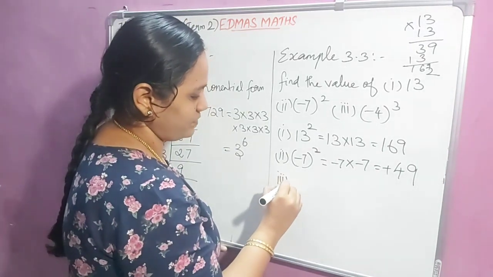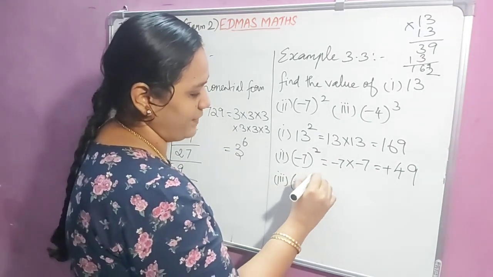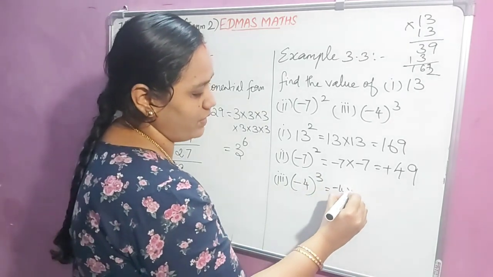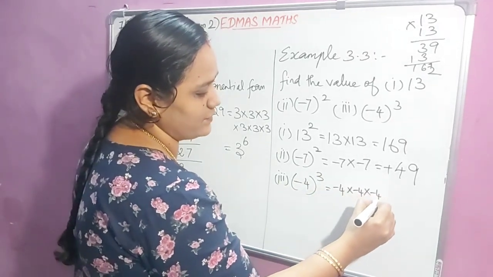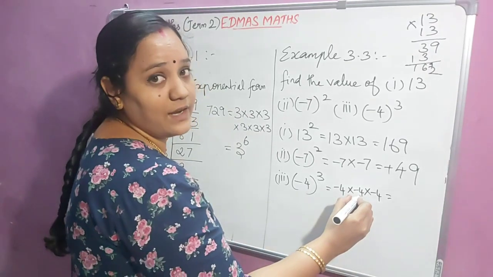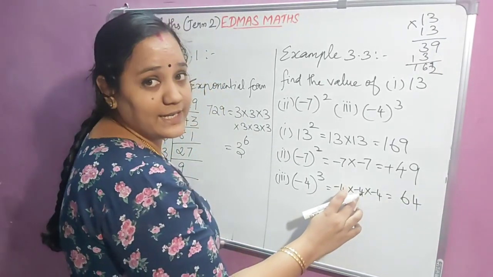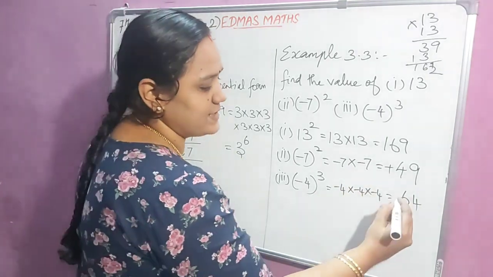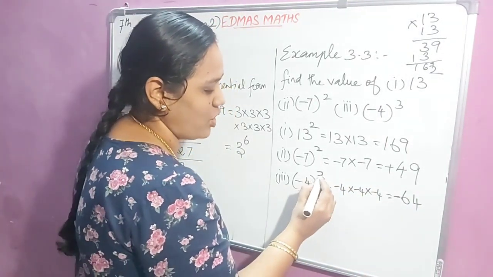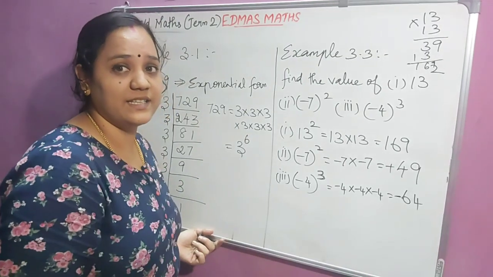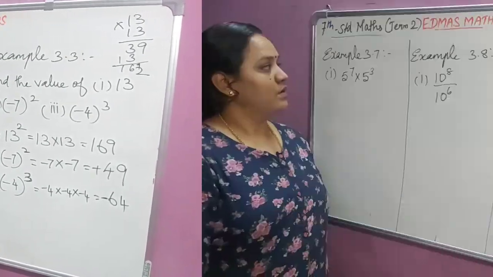Next, minus 4 power 3. So, minus 4 into minus 4 into minus 4. So, 4 4s are 16, 16 4s are 64. So, minus into minus is plus, plus into minus is again minus. So, here the power is odd. So, the answer is negative.